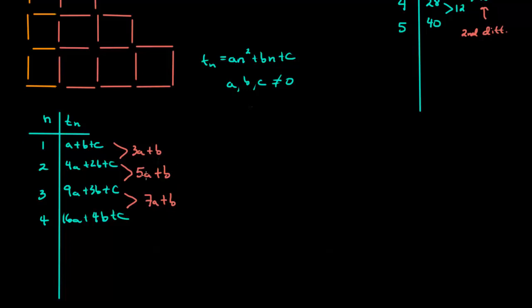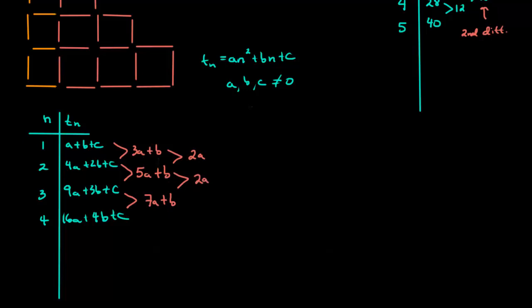Now, if I calculate the second differences, notice what'll happen. I'll subtract 5a plus b from 5a plus b, and I'll subtract 3a plus b. So I'll get b minus b, which is 0, and 5a minus 3a, which is just 2a. And next I'll have 7a minus 5a, which is 2a, and b minus b, which is 0.